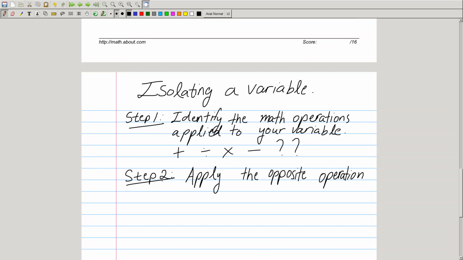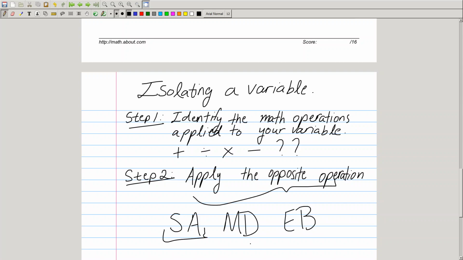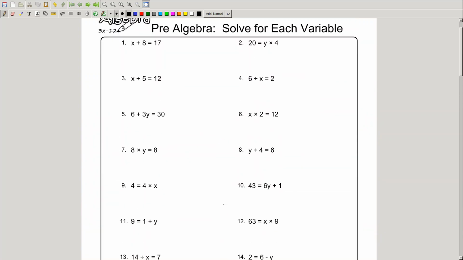These are essentially the steps. And you're going to apply these opposite operations in order of reverse BEDMAS. Reverse BEDMAS is SAMDEB. So you're going to be doing subtraction or addition first, then multiplication and division, then any exponents or brackets. So we're doing BEDMAS backwards. Okay, let's see some of this in action, shall we?